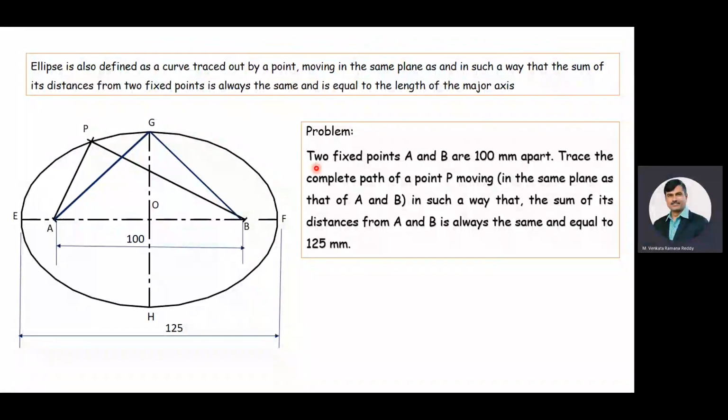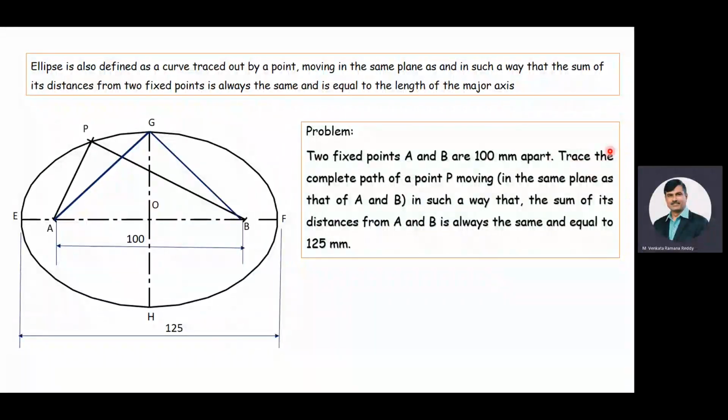Here in the problem, it is mentioned that two fixed points A and B are 100 mm apart. Here A and B are the two fixed points. Generally in the case of an ellipse, we mention the fixed points as F1 as well as F2, whereas in the problem itself the fixed points are mentioned as A and B. That's why we use the letters A as well as B for fixed points. And also from the earlier discussion, we know that the length of the major axis is 125 mm.